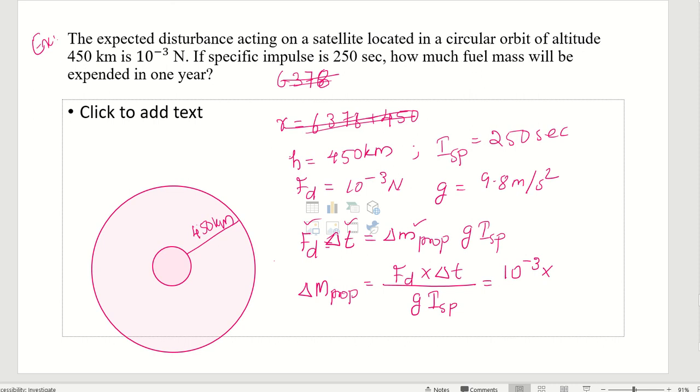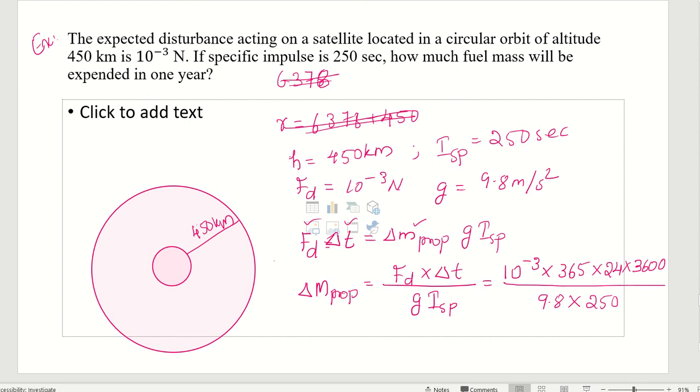So we have 365 days into 24 hours into 3600 seconds. In 1 hour we will be having 3600 seconds, and like that we will be having 24 hours for 1 day, and for 1 year we will be having 365 days. Divided by, and this is the force 10 raised to minus 3, and divided by 9.8 into ISP is given, that is 250.